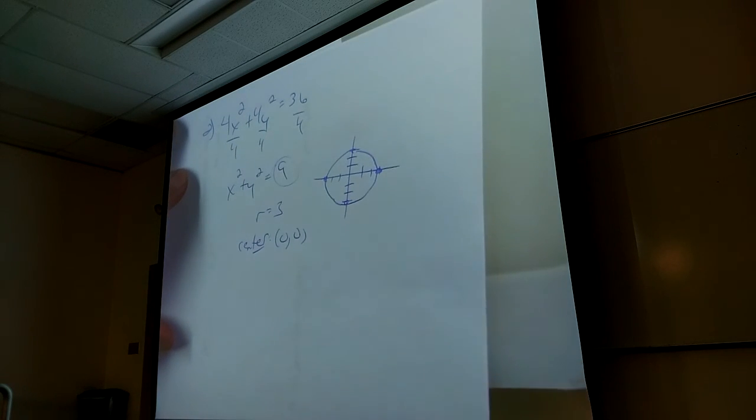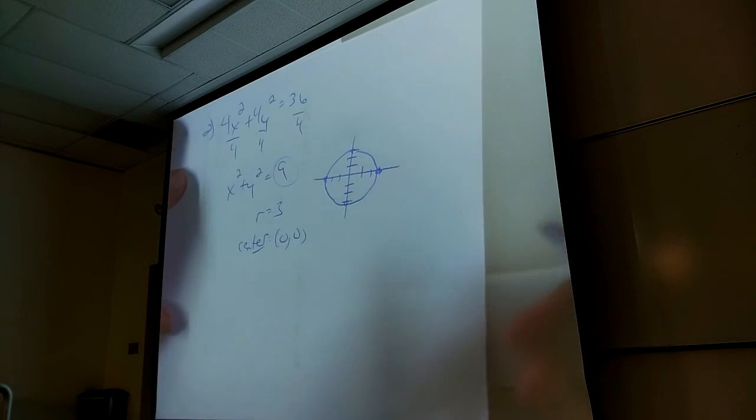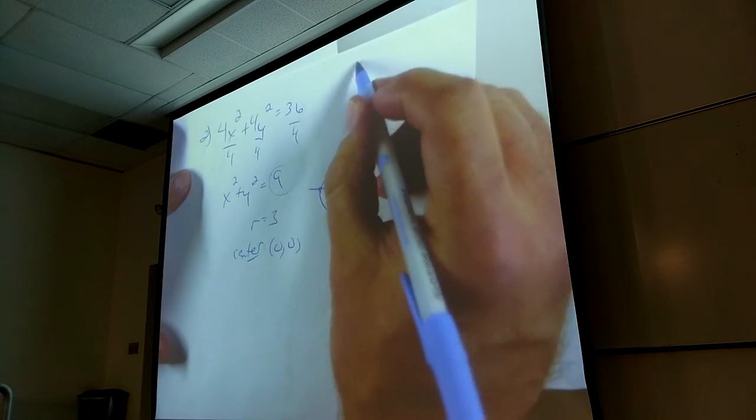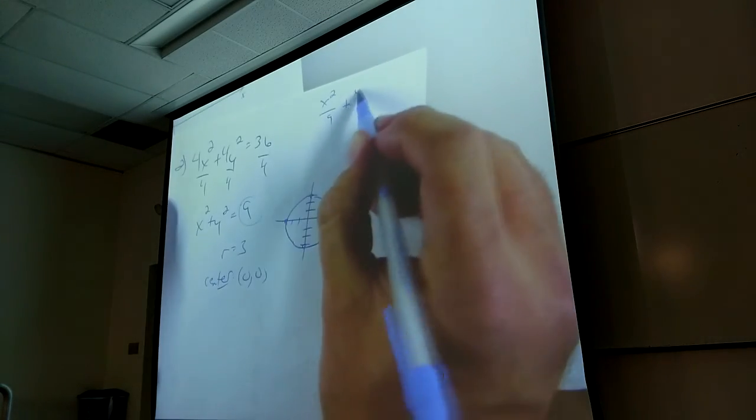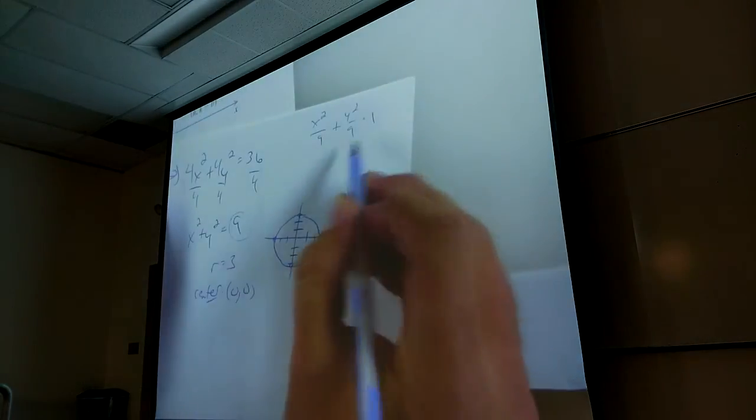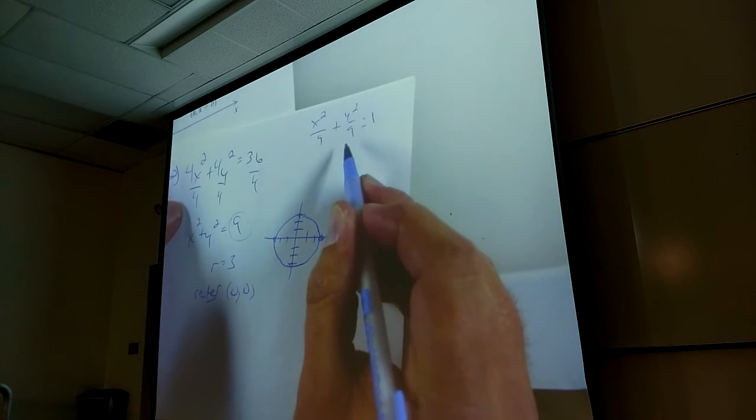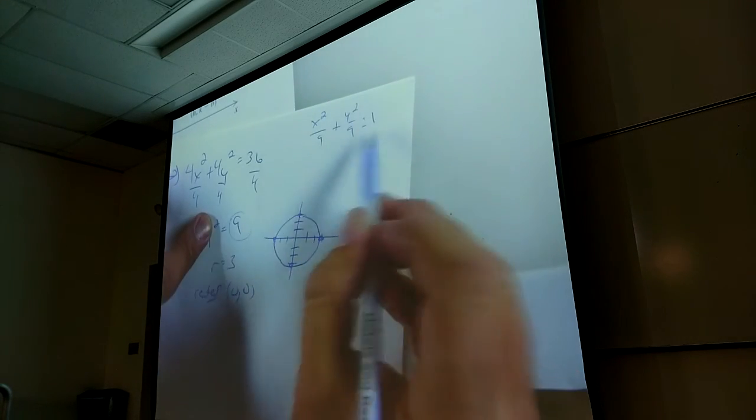Now, real quick, hopefully you guys can follow along. Never do what I'm about to do, but I'm going to do it anyway. If I divide it instead by 36, this becomes x squared over 9 plus y squared over 9 equals 1? That looks like an ellipse. Don't even write that down. Doesn't that look like an ellipse?